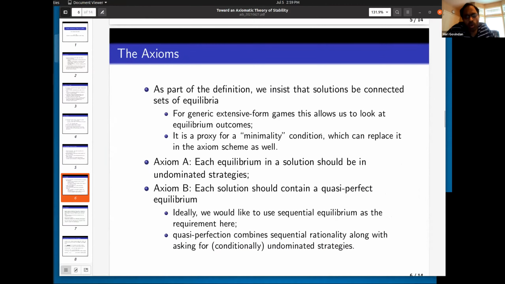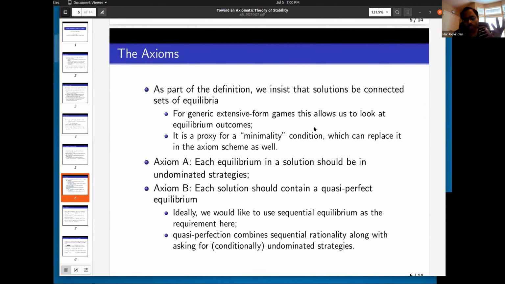Okay, so let's talk about the axioms now. Again, the axioms are for the domain of all finite games. Okay, so in some sense, the first bullet point is axiom zero. It's really, as I said, built into the definition of a solution that solutions be connected sets of equilibrium.